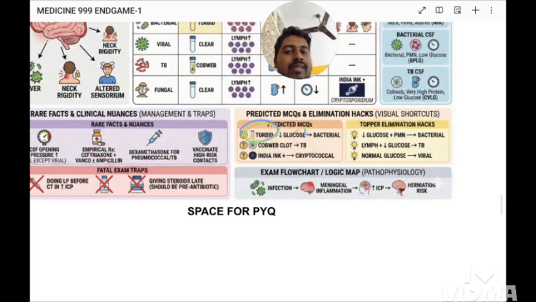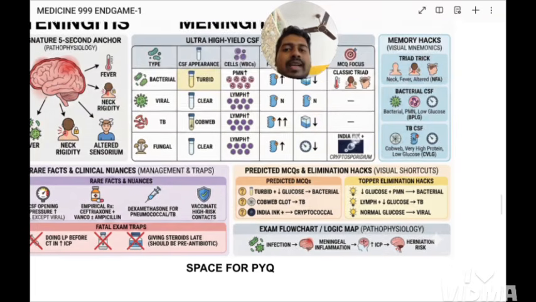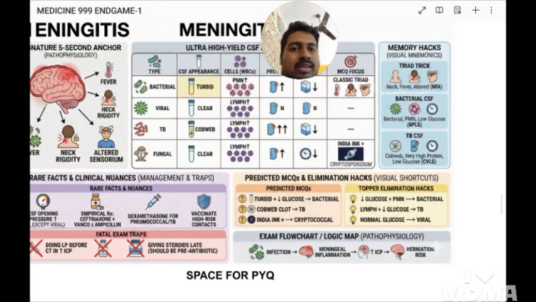Next, if the CSF is turbid along with decreased glucose, remember it is bacterial. If cobweb is there, then it is TB. If India ink is there, then it is cryptococcal. If decreased glucose along with increased PMN, that is neutrophils, then it is bacterial. If lymphocytes are there along with decreased glucose, remember TB, and with normal glucose, remember it is viral. So basically in viral you will have just symptoms and a marginal increase in lymphocytes. Other than that, everything will be almost normal in viral.